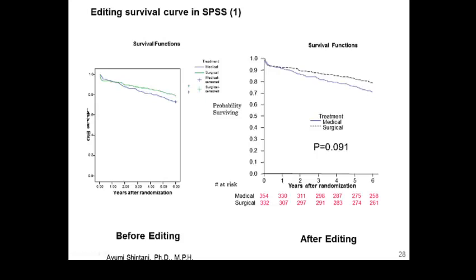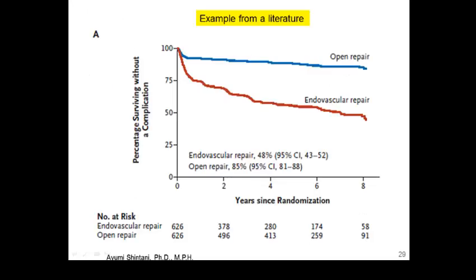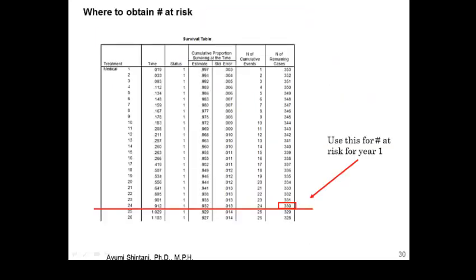Unfortunately, SPSS does not produce the number at risk automatically, so you need to edit this graph by hand, grabbing these numbers from the big table. This is the big table we have in the output, and to get the number at risk at 1 year, what you do is go to the time point right before the 1 year mark.